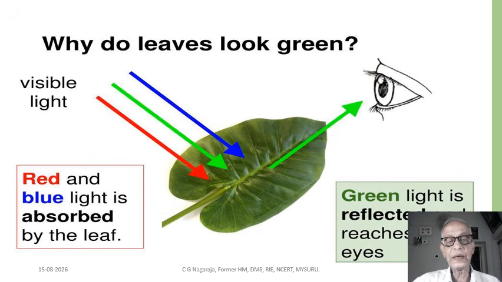Here is again an image showing visible light has 7 colors. Of these 7 colors, red and blue are utilized for preparing food, and the green light is reflected, and therefore the leaf appears green to our eyes.